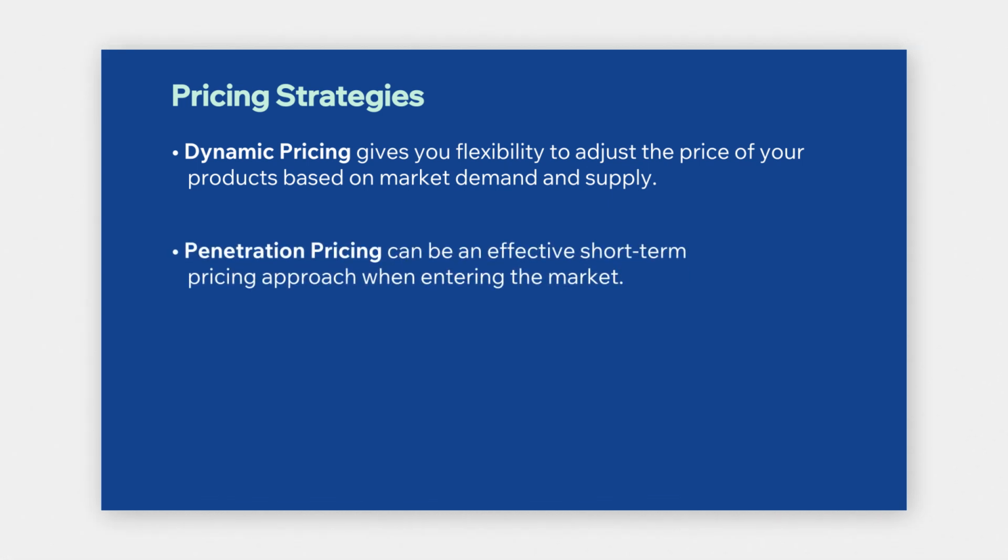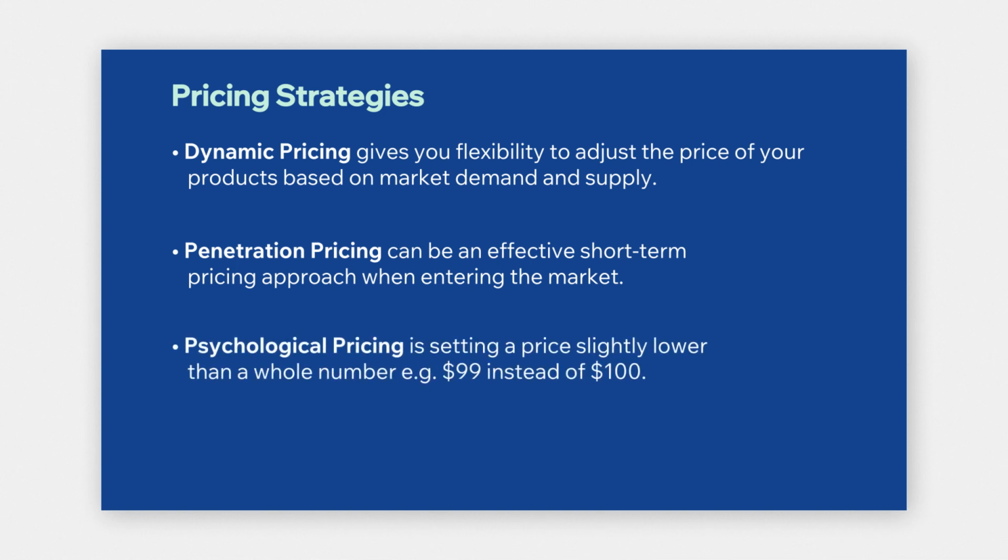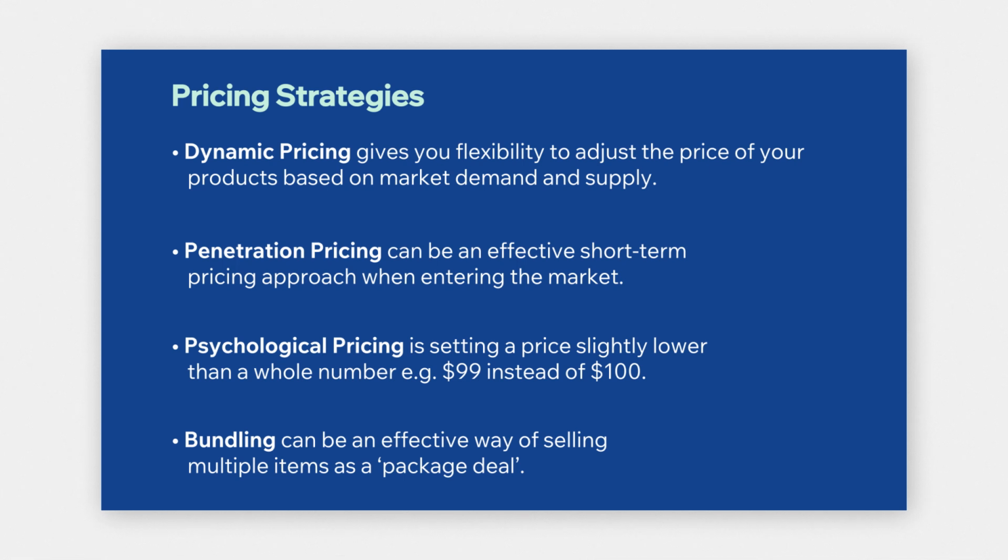Another approach you can take is penetration pricing, which basically is you're setting your product at the lowest price to be very, very competitive. This is really good if you want to enter the market. And another approach is psychological pricing, where basically it's pretty simple, like you're charging $99 instead of $100, or $199 instead of $200. And then lastly, you can also do something called bundling, where you can kind of lump together related products that go together and then sell it at one price.